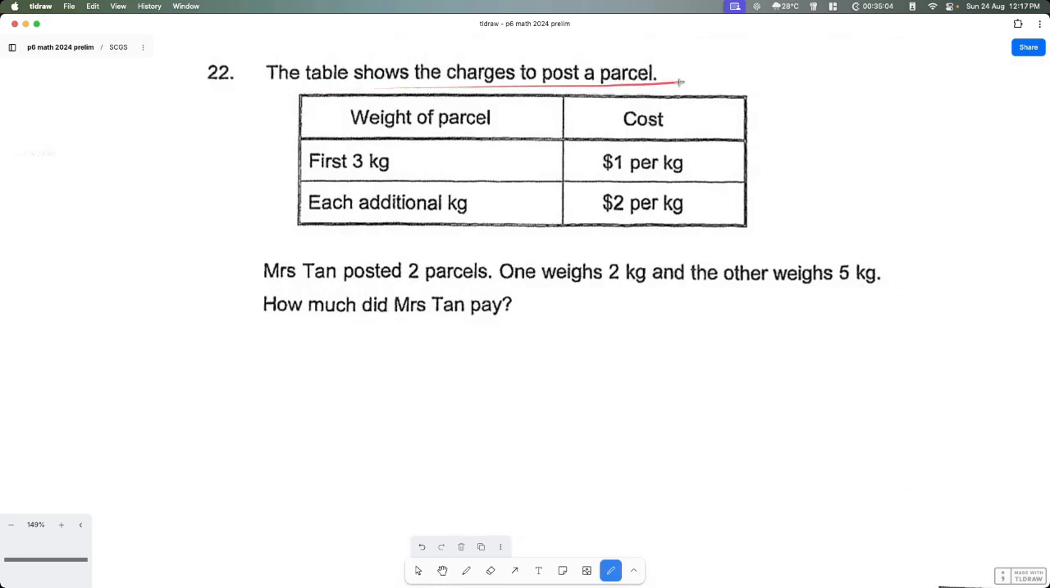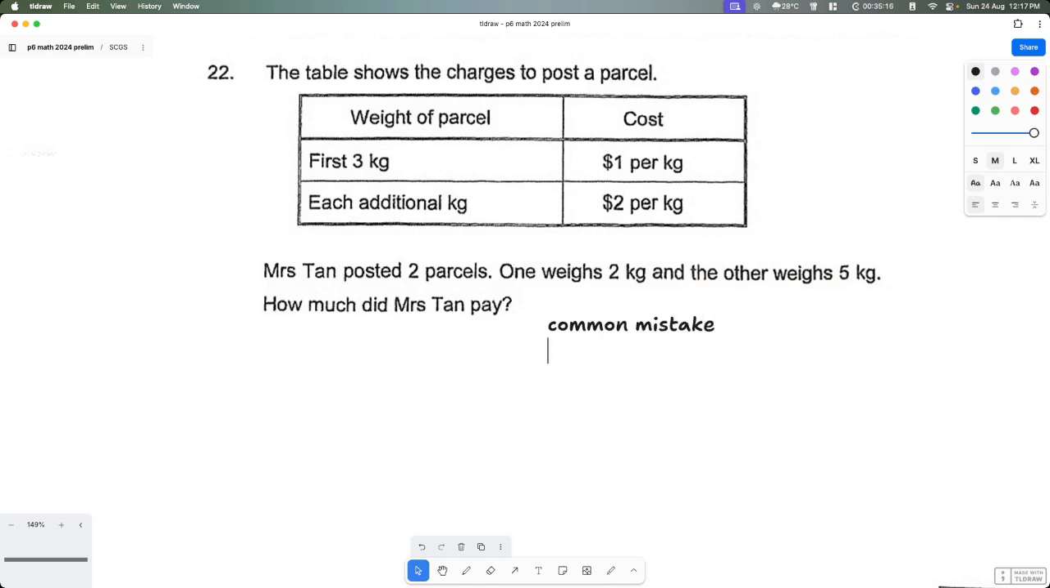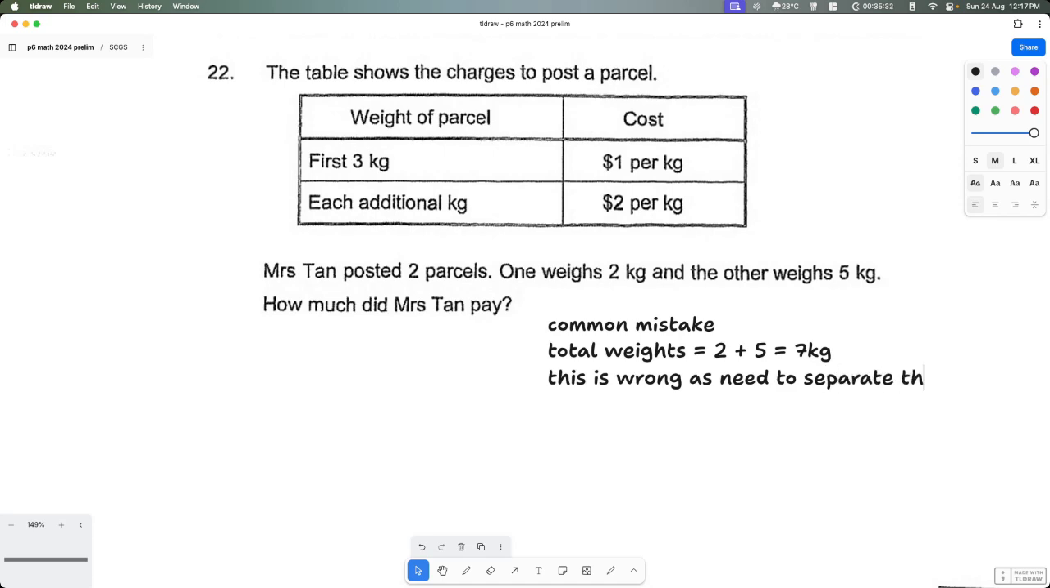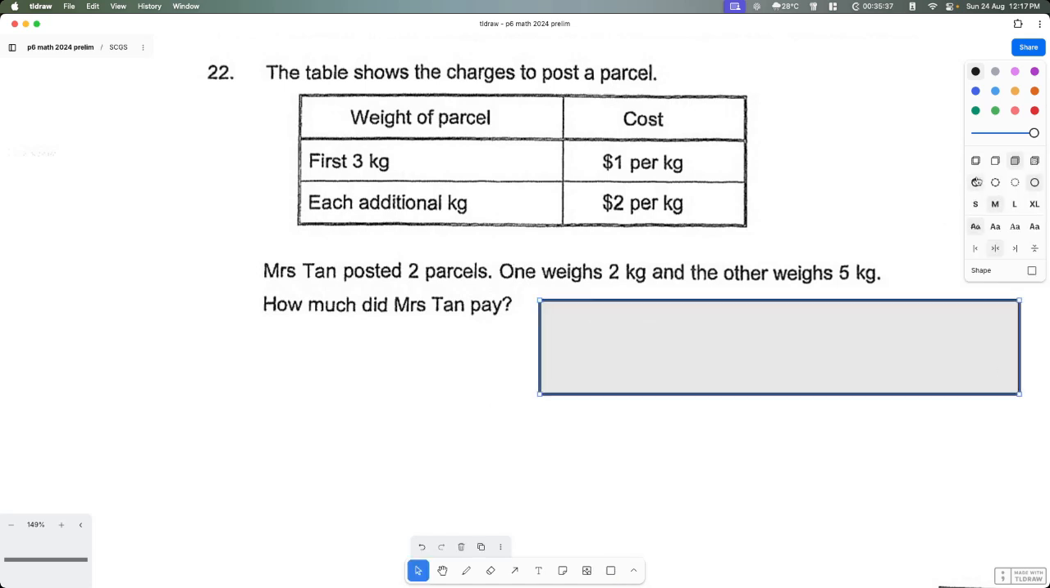The table shows the charges to post a parcel. Mrs. Tan posted 2 parcels. One weighs 2 kg and the other weighs 5 kg. How much did Mrs. Tan pay? The common mistake is to combine the weights. Right, so this is wrong, as we need to separate the parcels. Okay, this is the common mistake. That's why I say over here.